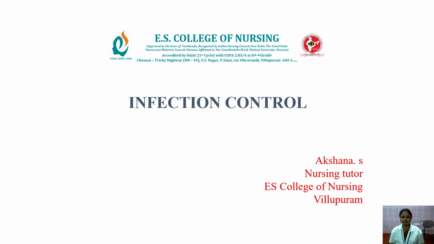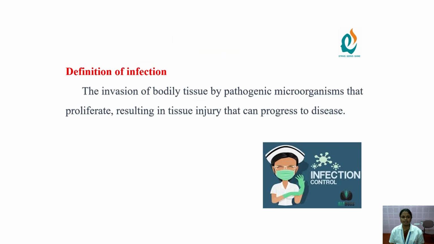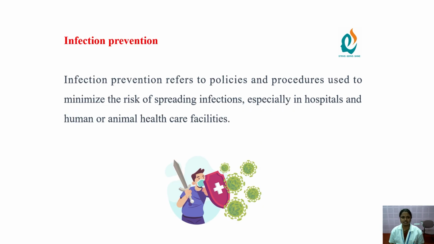I am here to present the topic of infection control. So, infection control. Definition of infection control: the invasion of bodily tissue by pathogenic microorganisms that proliferate, resulting in tissue injury that can progress to disease. So, infection prevention refers to the policies and procedures used to minimize the risk of spreading infection, especially in hospitals and human or animal health care facilities.